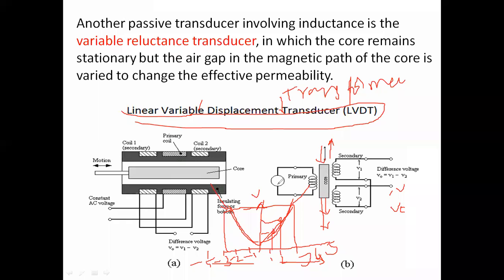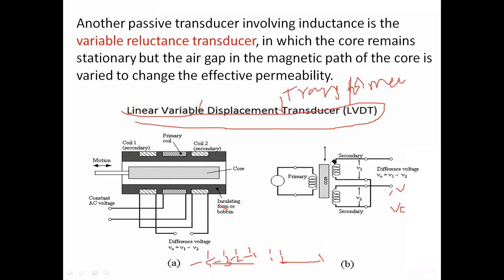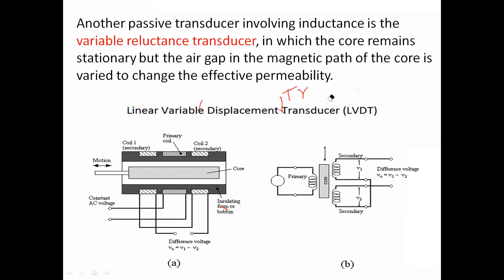So here we will apply the carrier signal. At the primary side we will apply the carrier signal. Okay, so when we apply the carrier signal to the primary side, we will get the output. It is a modulated signal. From that modulated signal, we have to separate the actual measuring signal.